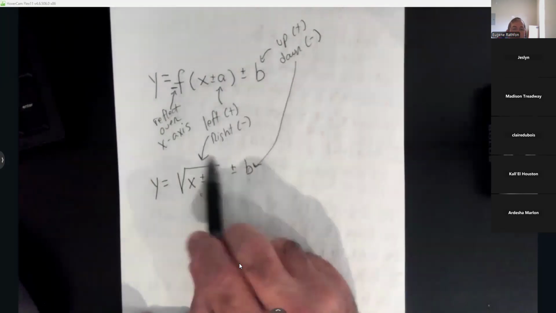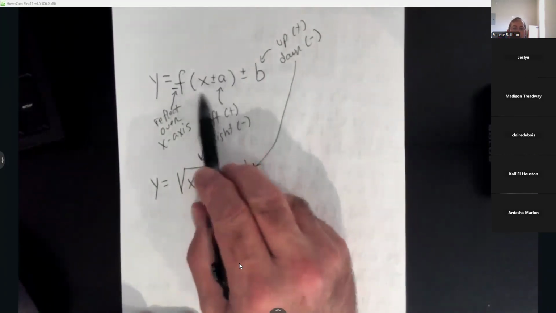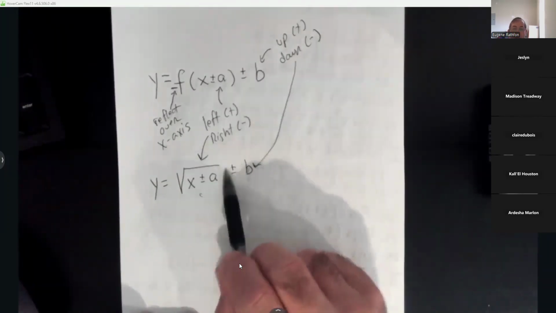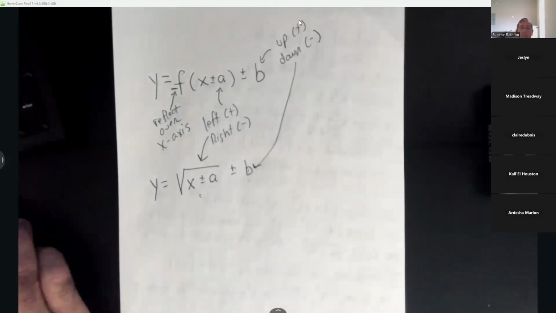Now, inside the radical right here is the same thing as being inside parentheses, okay? And then you'll have that up or down number at the end. So let me see what my chat's saying.